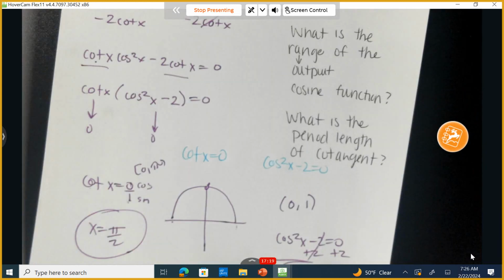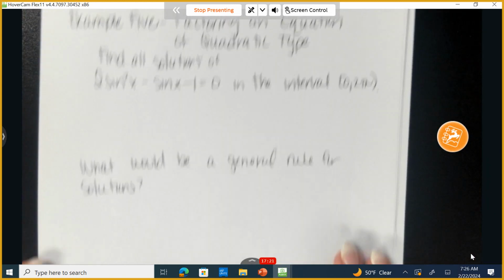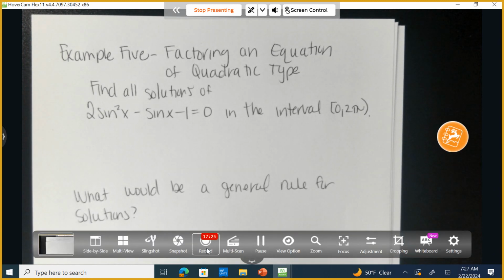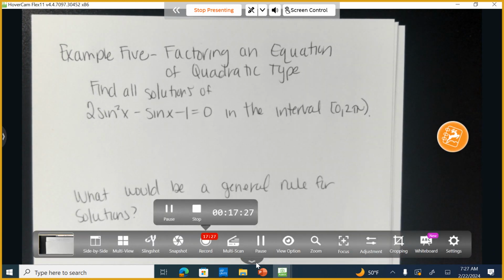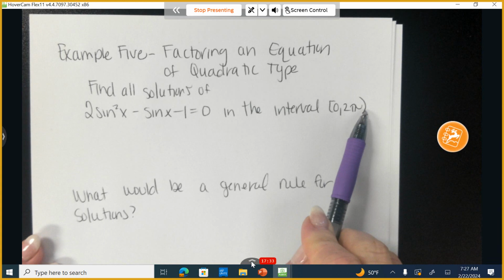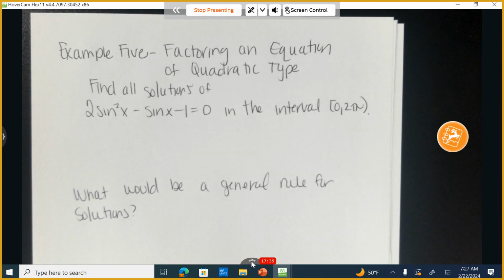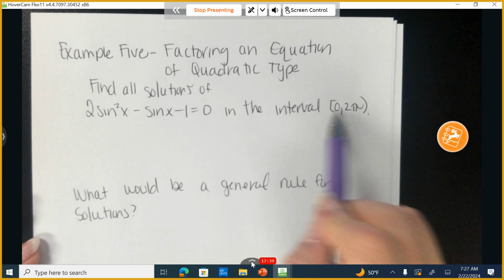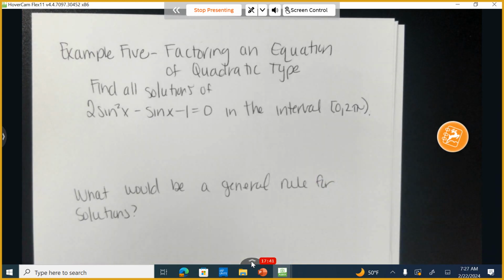We're moving on right now to example number 5. I'll press pause and give you a chance to write it down. This problem, we are going to use our factoring skills in order to find the solutions on the provided interval. Remember, sine and cosine have a period length from 0 to 2 pi. We include 0 and we go all the way up to 2 pi, but not including it.